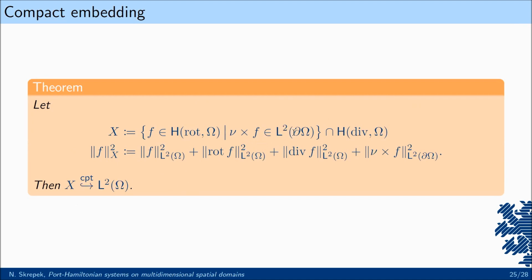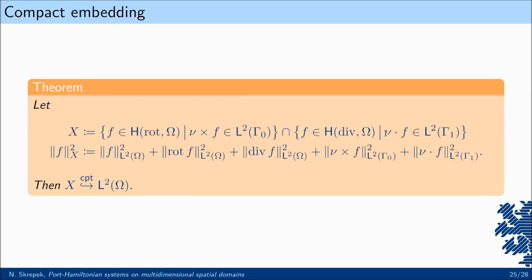But now we have boundary conditions split, both for the rotational operator and for the divergence operator with the normal trace. And then we have the following theorem. On gamma 0, we have the tangential boundary trace, and on gamma 1, we have the normal trace. What I did is I showed that there is a compact embedding also for this space. So somehow it will be possible to do the same thing with the Maxwell equations.